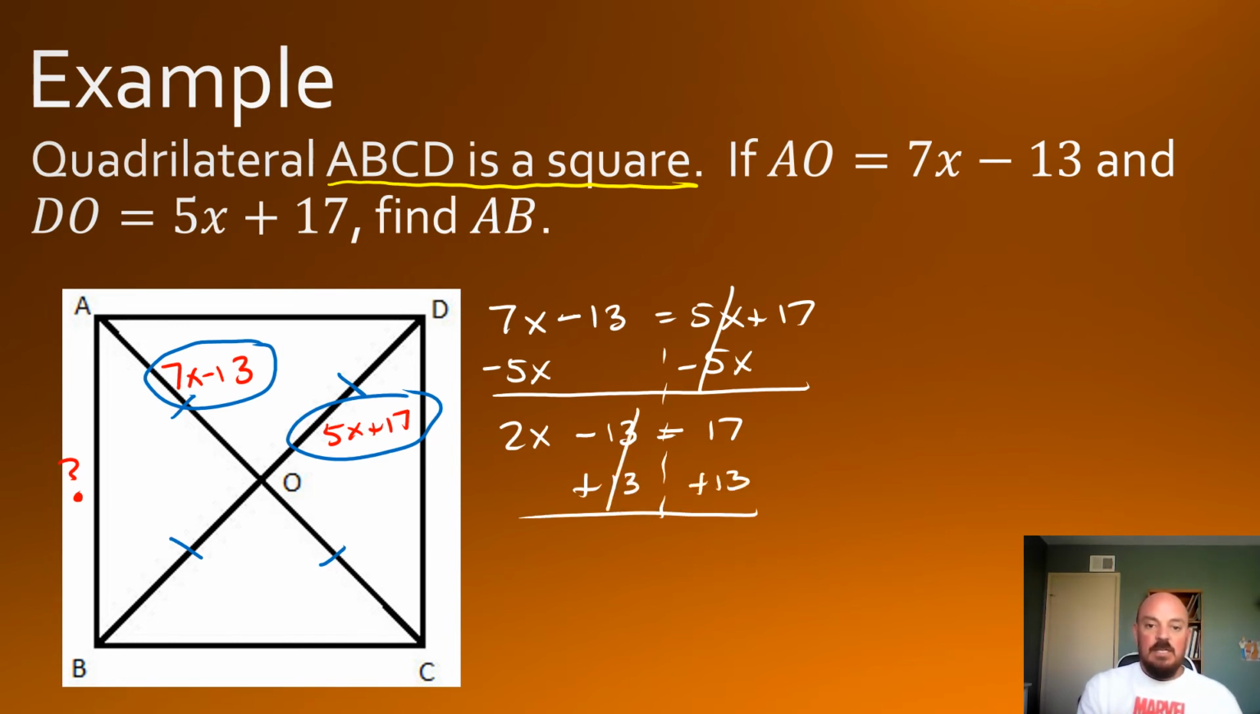We will add 13 to both sides to cancel out that minus 13, which leaves just 2x. 17 plus 13 is 30. We'll divide by 2 to cancel the 2's, and 30 divided by 2 is 15. So x equals 15, not our answer, but definitely the first step.